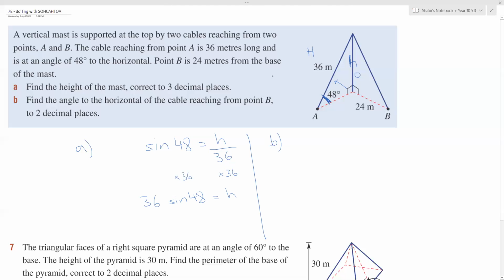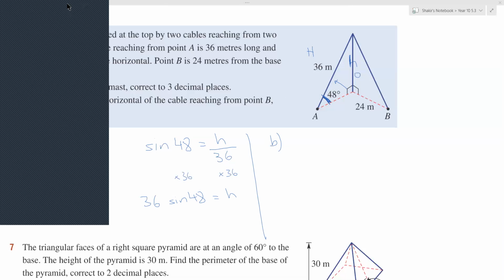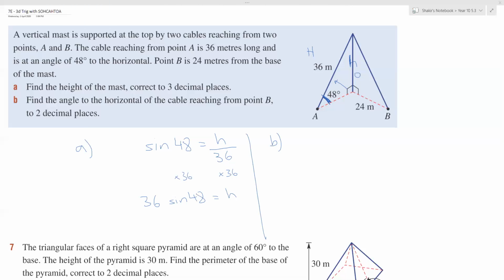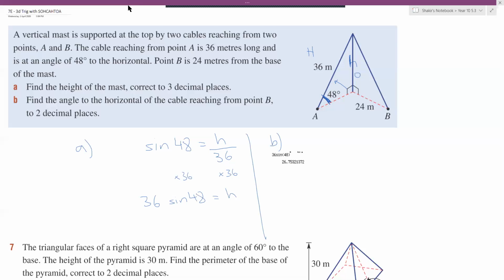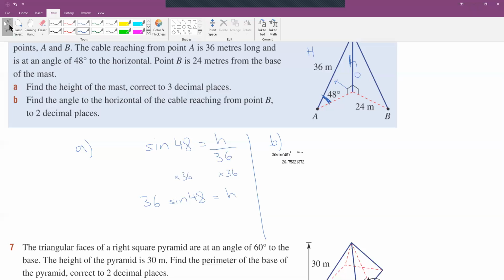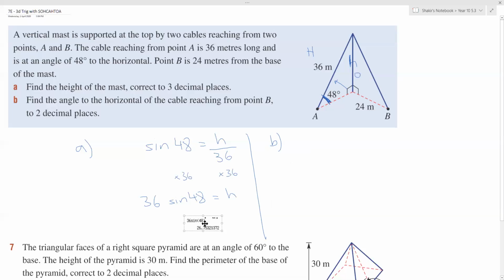All right, looking at part B, find the angle to the horizontal. Oh, you know what? Let's actually do it. I will do 36 sine of 48, and that's the answer. Okay, because we will need it for part B.